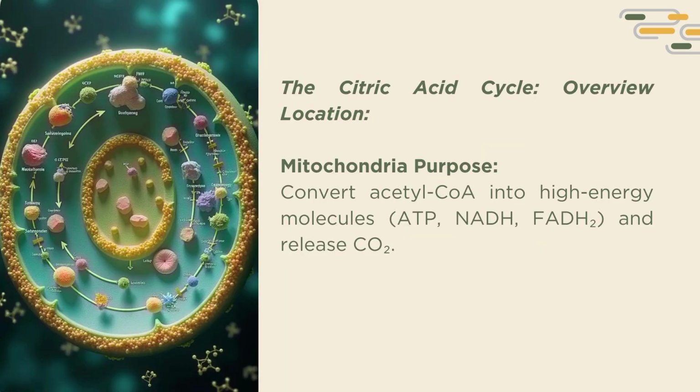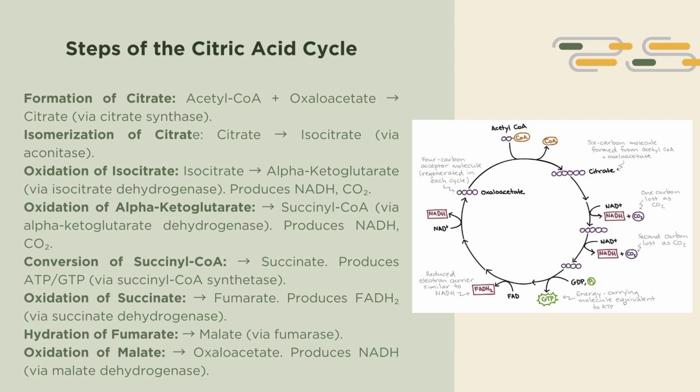The citric acid cycle, also called the Krebs cycle or TCA cycle, happens in the mitochondria. It's a series of chemical reactions that turn acetyl-CoA into energy molecules including ATP, NADH, FADH2, and CO2. These are the steps for the citric acid cycle.